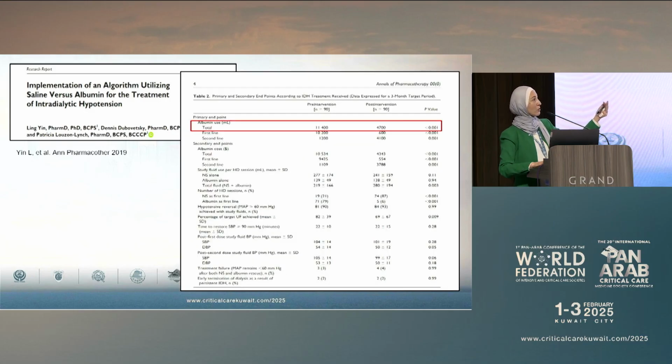And if you look at the results here, in the pre-intervention period where albumin was given to everyone versus going through that layered approach, there was certainly a decrease in the albumin being used. So that's to show that there are some patients that do well without the need to start with albumin.